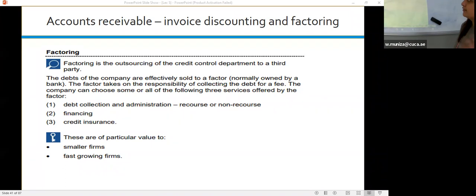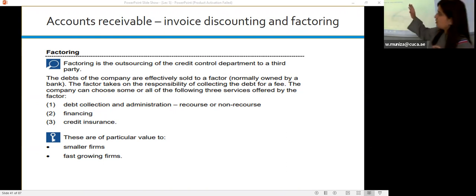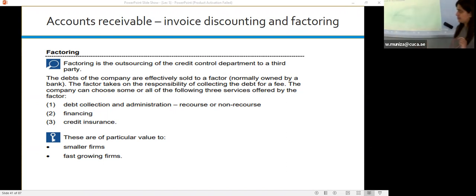Factoring is the outsourcing of the credit control department to a third party. The debts of the company are effectively sold to a factor, normally owned by a bank. The factor takes on the responsibility of collecting the debt for a fee. The company can choose some or all of the following three services offered by the factor: debt collection and administration, recourse or non-recourse. Now, my dear students, debt collection and administration can be recourse or non-recourse. What the difference is, we are going to study.